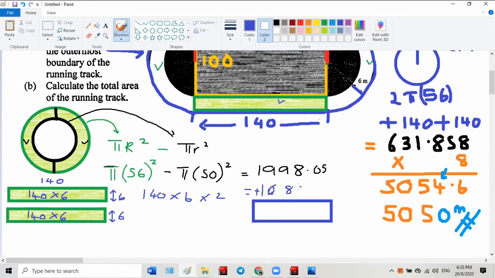1680. Add these two numbers together and tell me what it is. Add together. What's the answer? 3678.05.